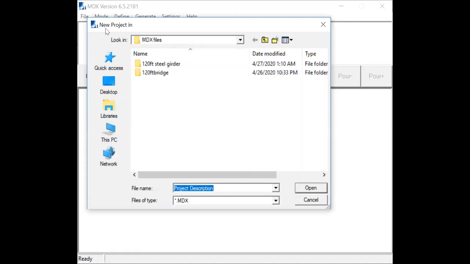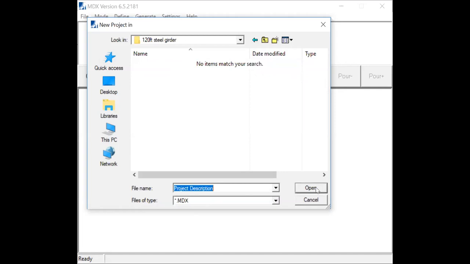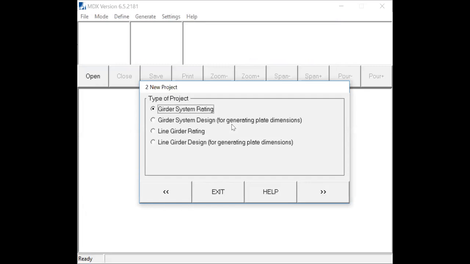After you open this new project, you need to select a folder. For this one, I use the 100-foot steel girder option, and the file name I just called 100-foot I-plate girder. Okay, and do open.